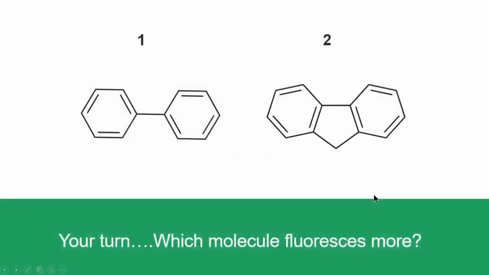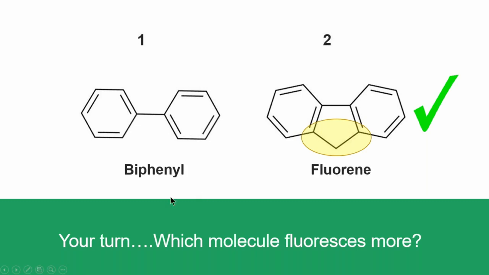So now it's your turn, all right? Hope you've been paying attention. Which molecule do you think fluoresces more? I hope you quickly caught on to this link here, right? This carbon bridge locks these two phenyl rings into place and definitely allows this to have a better structure for fluorescence, right? Promotes that rigidity and planarity. If you look at the names, it's kind of a giveaway, biphenyl versus fluorene.